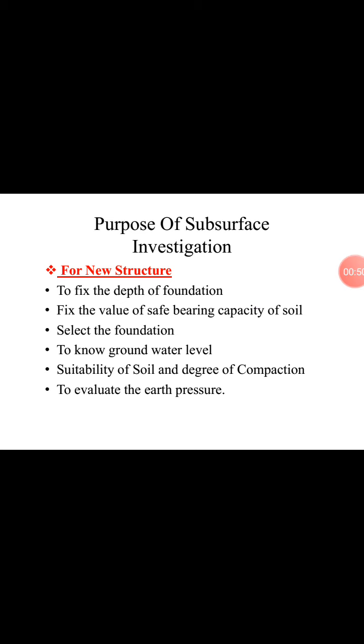So which points are to be remembered during the subsurface investigation, and why is subsurface investigation required? First one is to fix the depth of the foundation. Second one is to fix the value of the safe bearing capacity of soil. Third one is selection of the foundation. Fourth one is to know the groundwater level. Fifth one is suitability of the soil and degree of compaction. And sixth one is to evaluate the earth pressure.